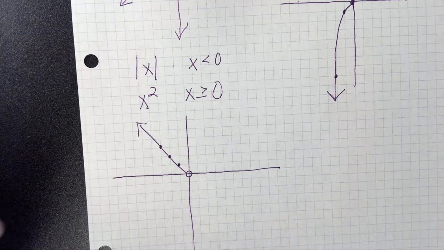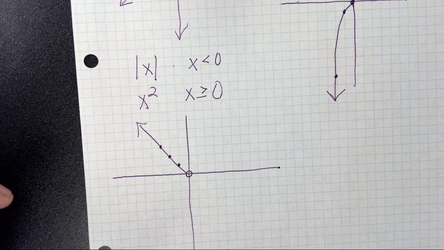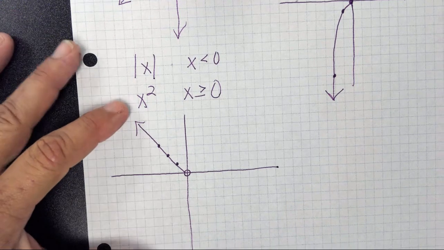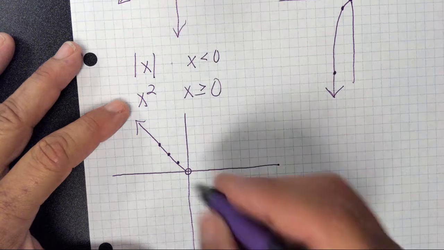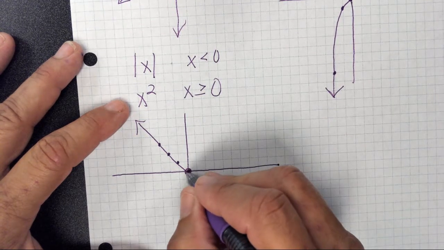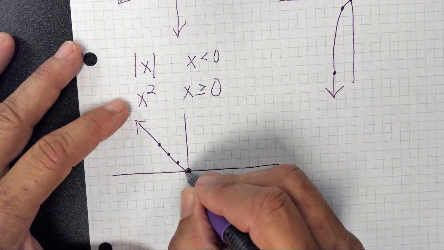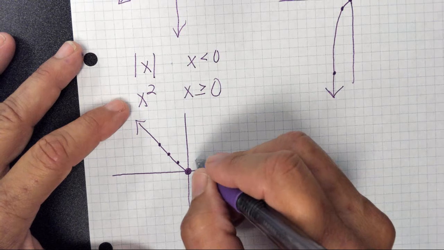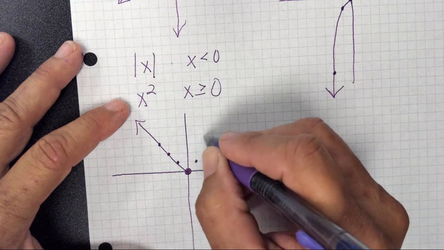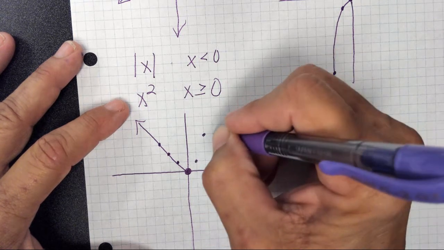Now I'm going to do the right half of my parabola. 0 squared is? So because that one has an equal, do I close my hole in? Closed over open, open over closed, closed wins. 1 squared is 1. 2 squared is 4. 3 squared is 9.